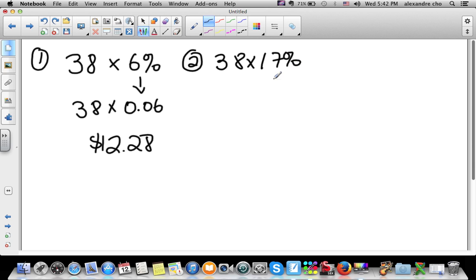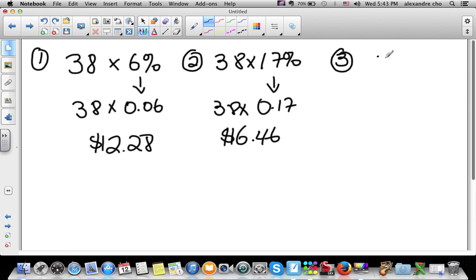So 17% does change to 0.17. Move the decimal 2 spaces to the left. And we're going to multiply by 38. And our waiter is going to get 38 times 0.17, which is $6.46.